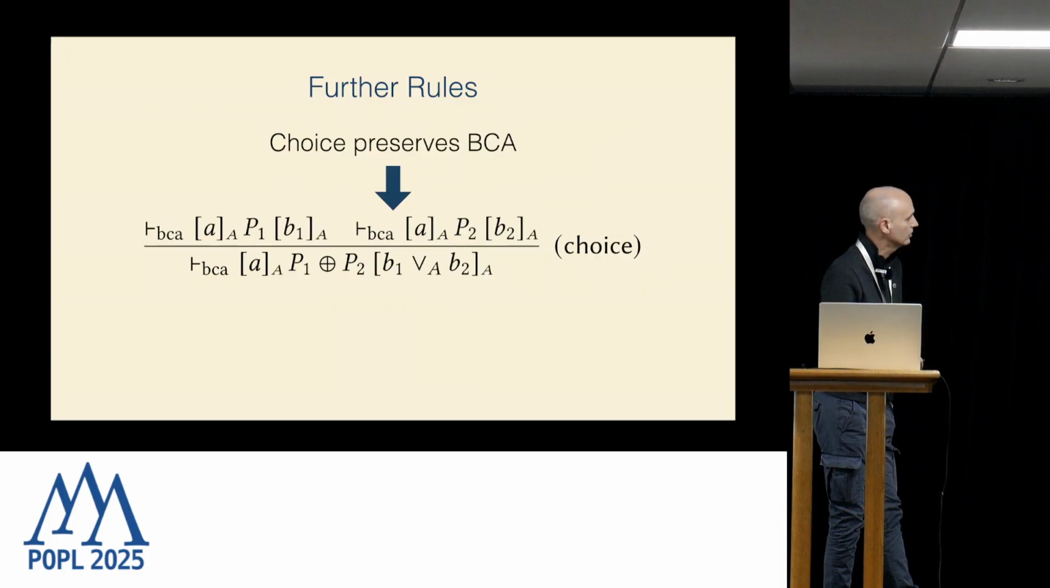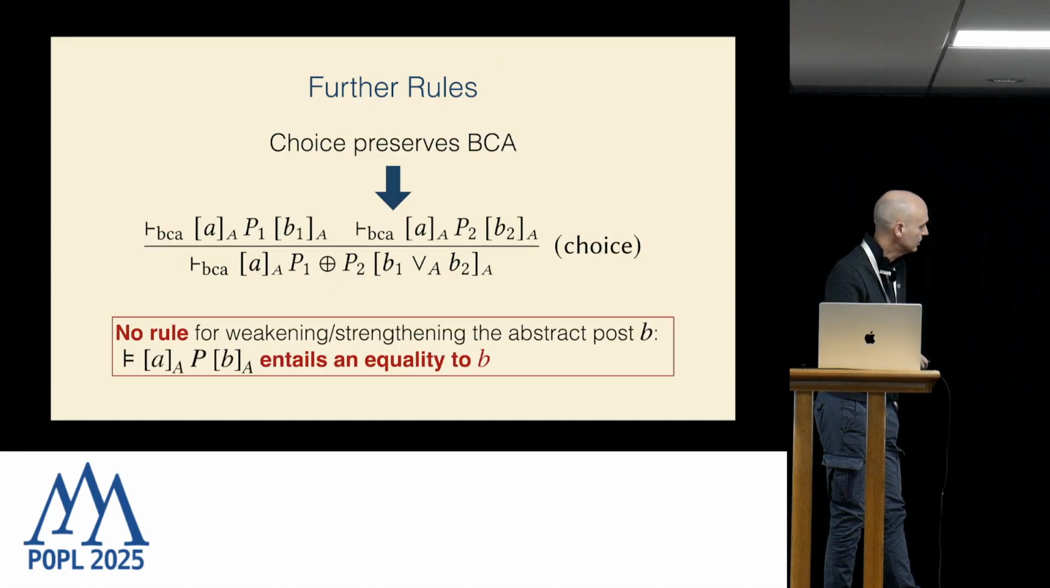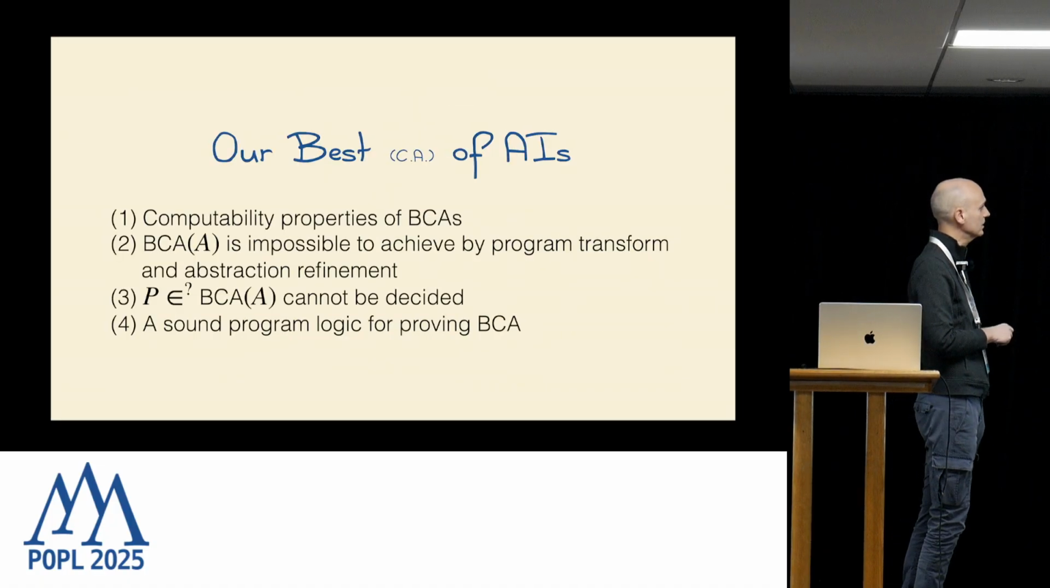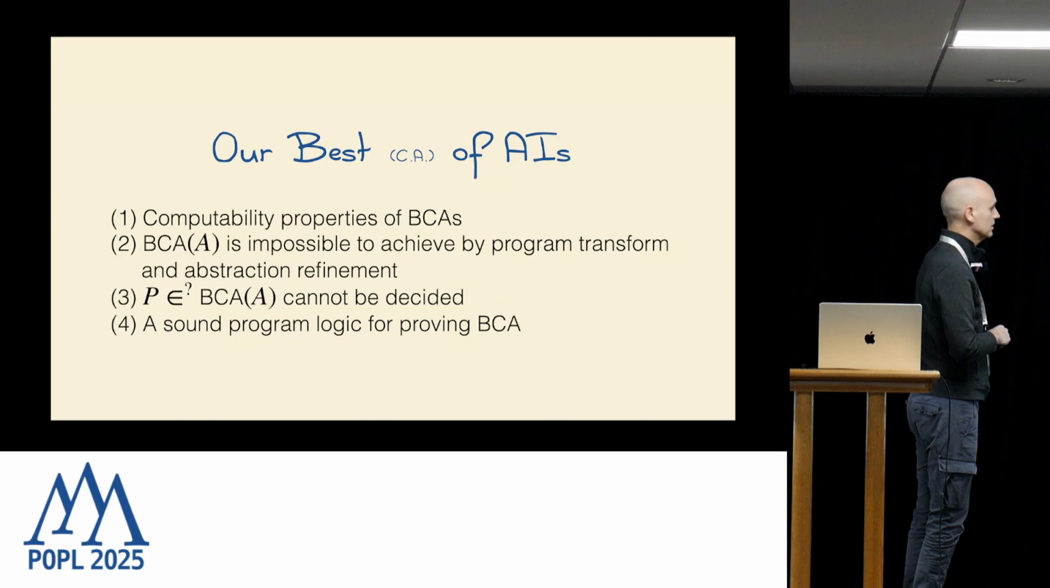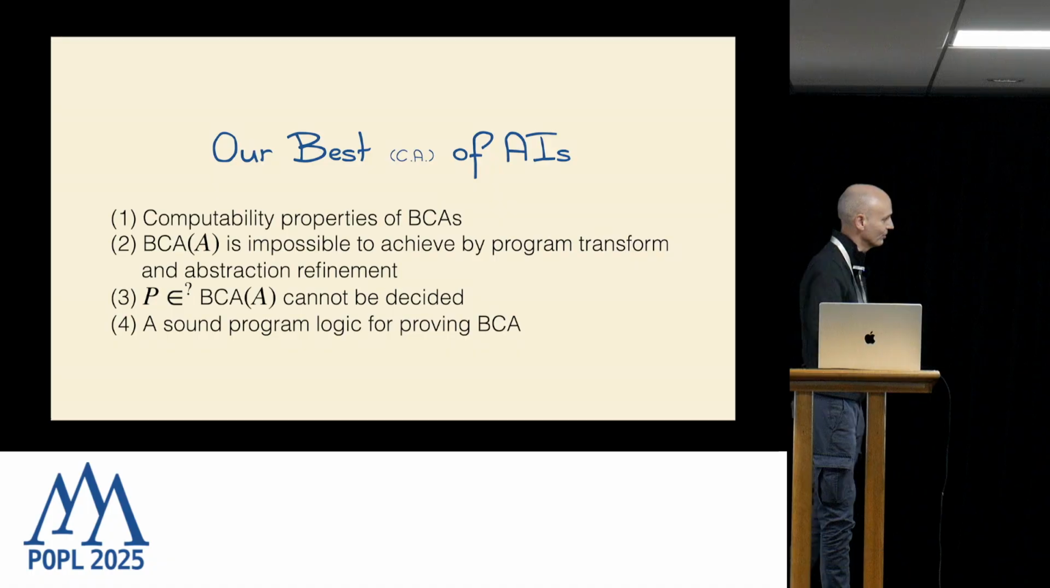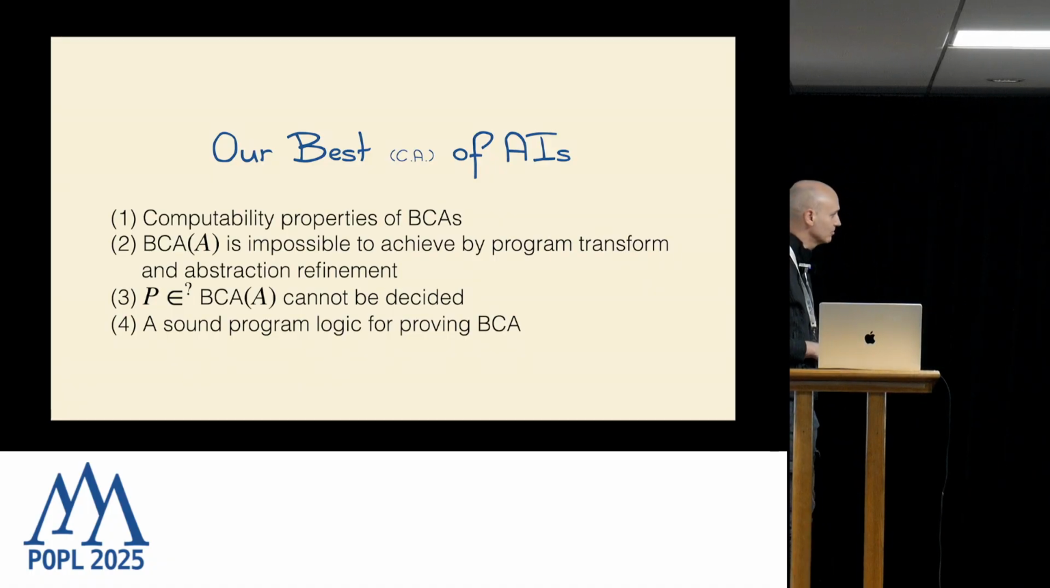Okay, so we have the rule for the choice, which is the expected one. And let me just mention that there is no weakening or strengthening rule for the postcondition because we have an equality on the postcondition. And yes, this is our best effort that we put for proving properties of the BCA.